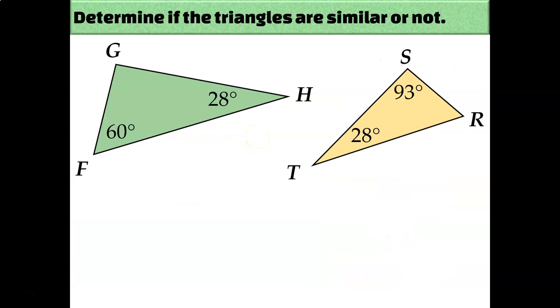Our next pair of triangles, all we know is some angle measures. I don't know anything about the side lengths, so that leads me to angle-angle similarity for the best theorem to use for this job.